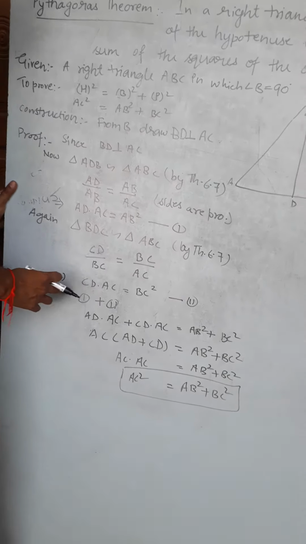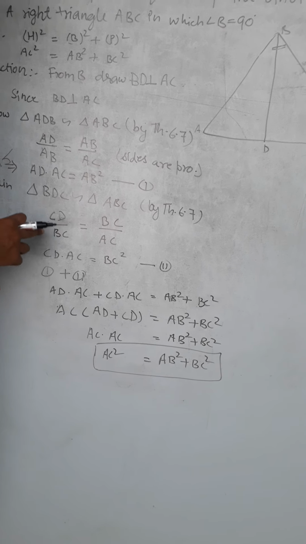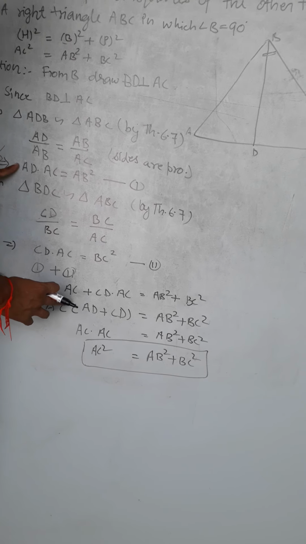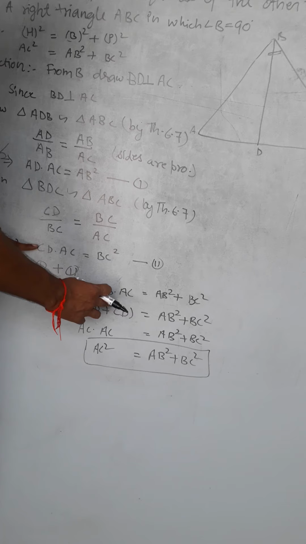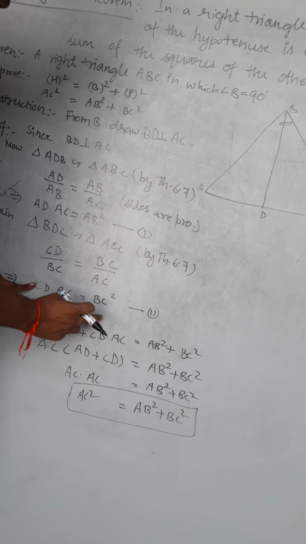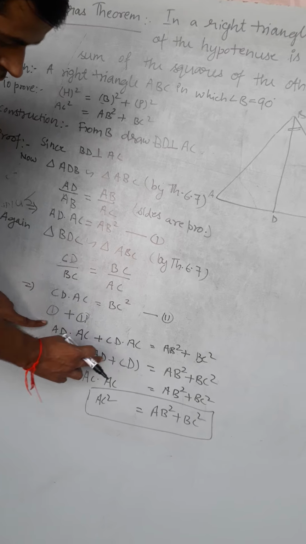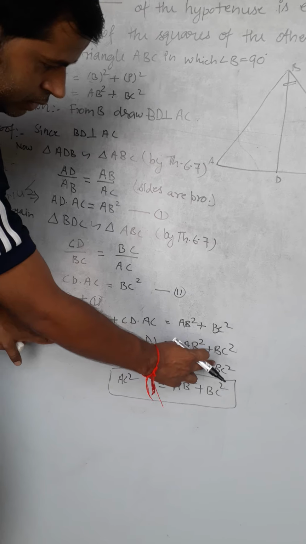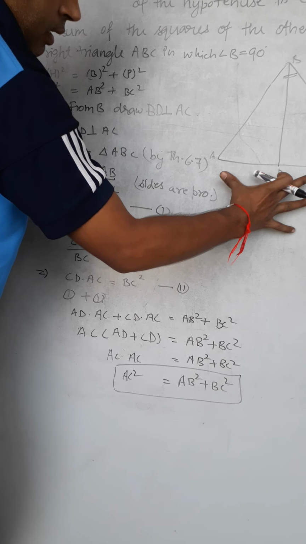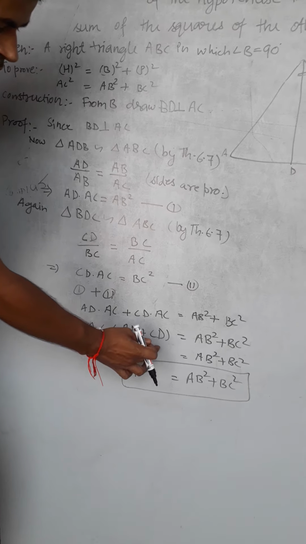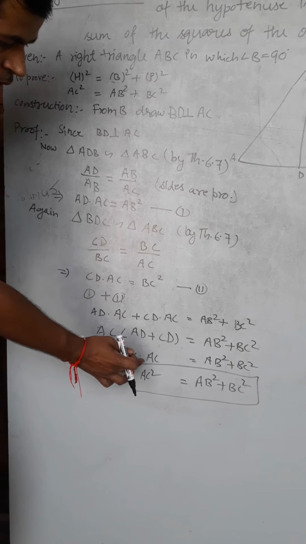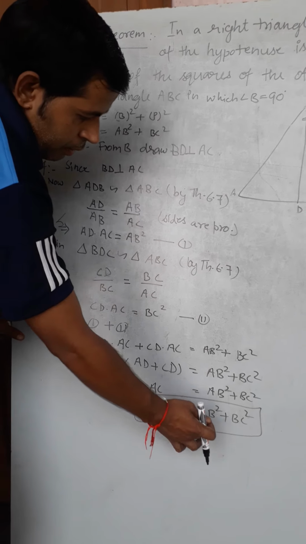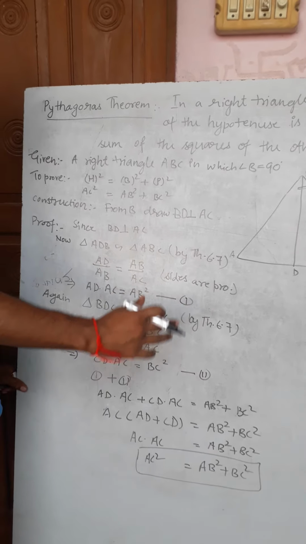Now we will add equation first and second, so LHS, from here we have AD into AC plus CD into AC equals AB square plus BC square. Now we take AC common, so we have AC into AD plus CD equals AB square plus BC square. Now AD plus CD is the distance AC, so in place of AD plus CD we can write AC, so AC into AC equals AB square plus BC square. Now AC into AC, that is AC square, equals AB square plus BC square. So this is the proof of Pythagoras theorem.